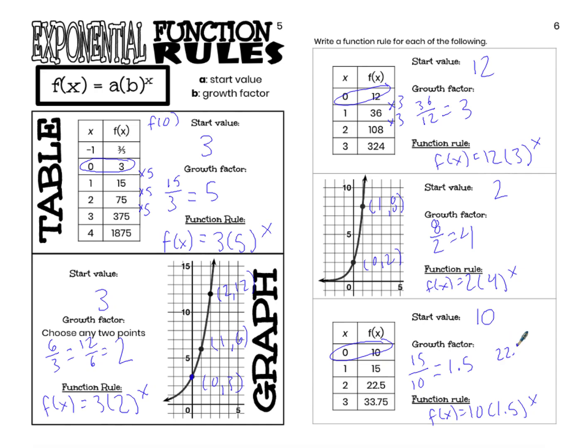I'm going to go ahead and check that 22.5 divided by 15 is also 1.5. 22.5 divided by 15. Yep, also 1.5. So my repeated multiplication is by 1 5/10, or 1.5.